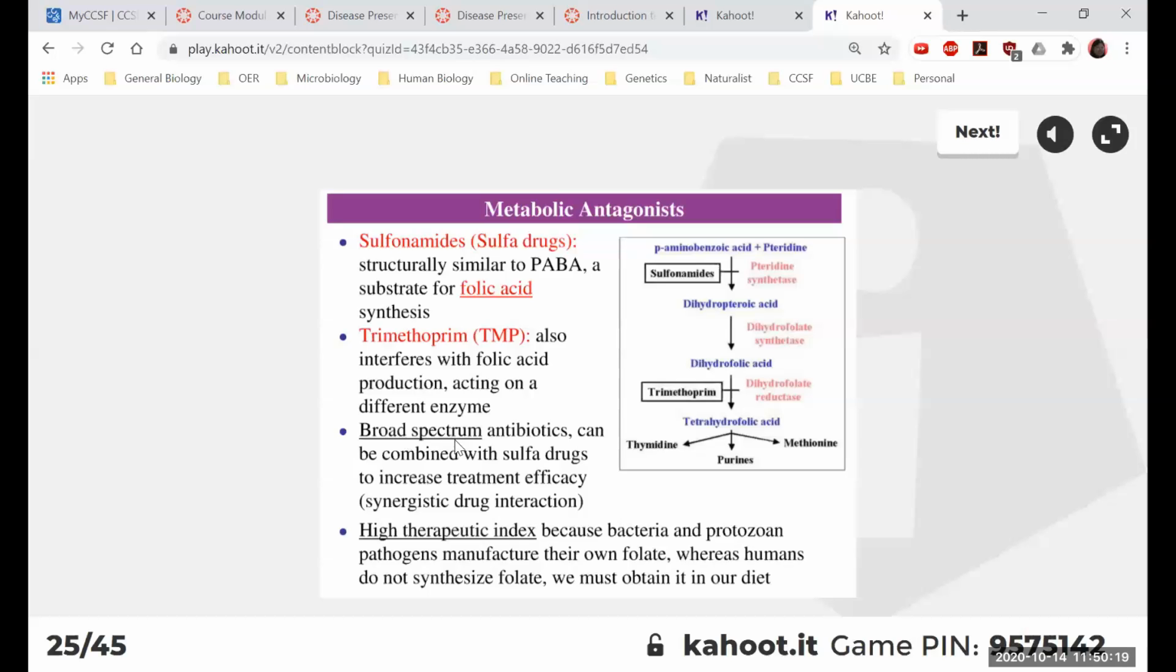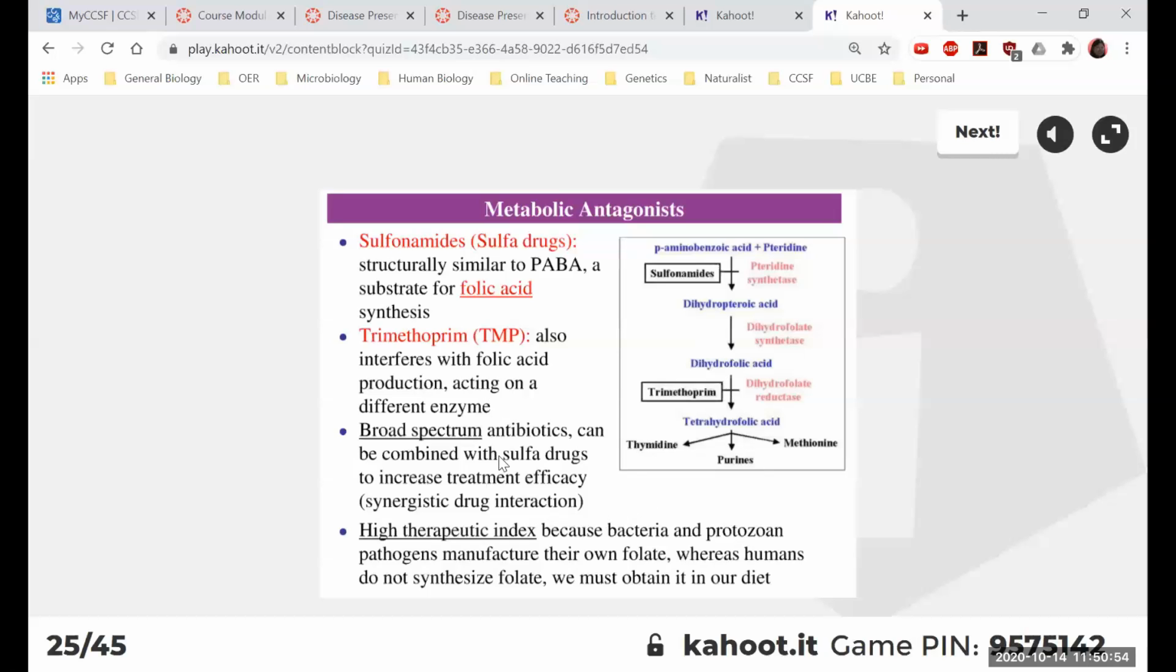The really neat thing about these two is that you can combine sulfur with TMP, and they have a synergistic effect. Synergistic basically means that the effect is higher than the additive effect. So if a sulfur drug has an effect of tenfold, and TMP is another tenfold, when you put the two together, it's not 20, it ends up being 100, because somehow combining the two is just really effective in shutting down the entire pathway.